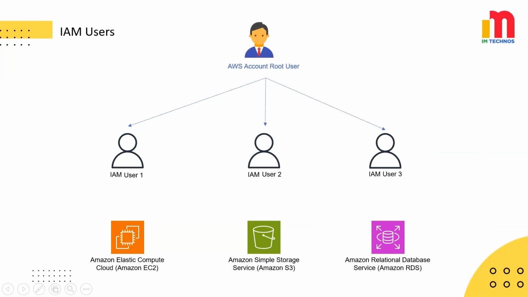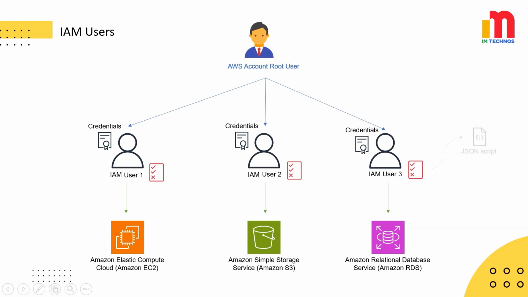Each user account will have its own credentials for logging into the AWS account and will operate in accordance with attached policies. In this scenario, we can assign the EC2 full access policy to user 1, the S3 full access policy to user 2, and grant user 3 full access to RDS. It is also possible to provide read-only access or customize the policies as needed. And these policies are in JSON format.